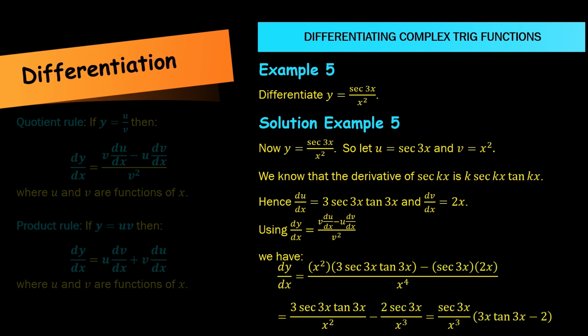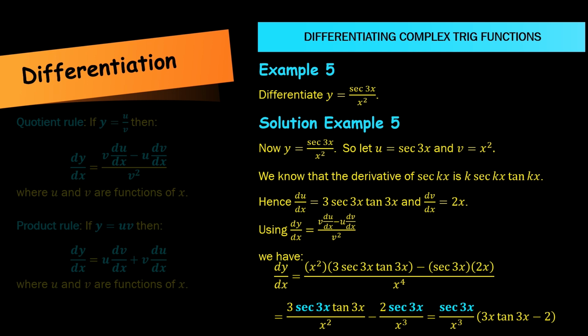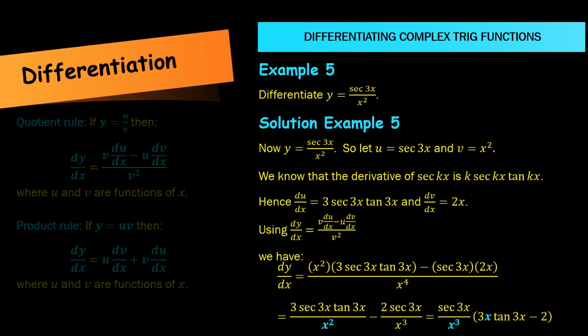And if we factorize, taking out sec 3x as a common factor, and taking out 1 over x cubed as a common factor, as shown here and here, we then have this expression in the brackets, 3x tan 3x minus 2. And so we have our expression for dy/dx.